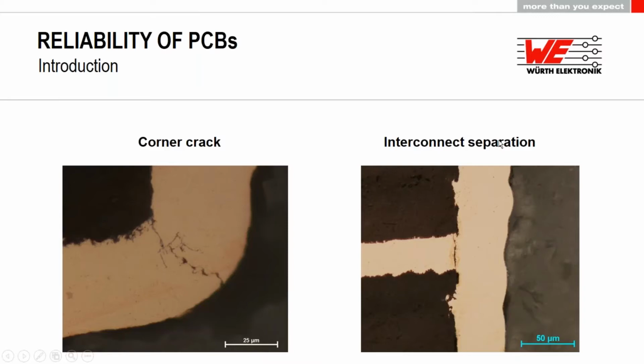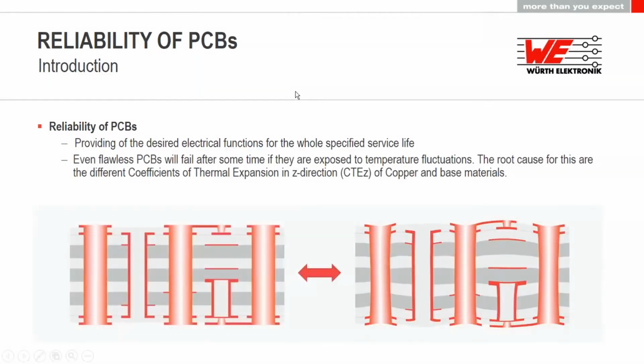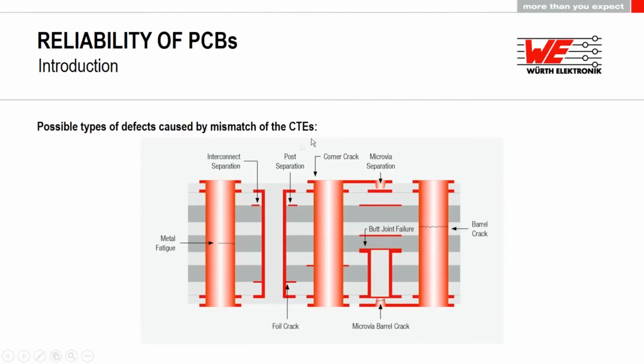Just like a paper clip that you bend too often, the copper will break after a certain time if this happens too often. The types of failures that can occur are, for example, metal fatigue, which can lead to barrel cracks. You can have interconnection separations, corner cracks, microvia separations, and so on. Those effects are all related to the copper that gets stressed by the material.